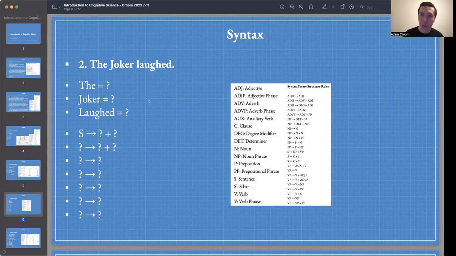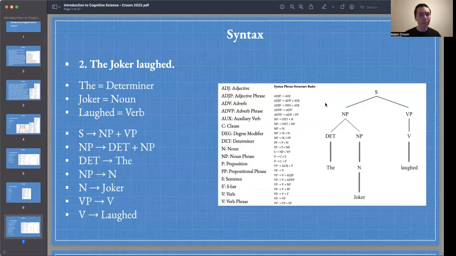Okay, try to draw the tree diagram for this. And let's go ahead and move on. So the is the determiner. Under the, we can write DET, an abbreviation for determiner. Joker is an N, so we can write N on top of that. Laughed is a V, so we can write a V on top of that.